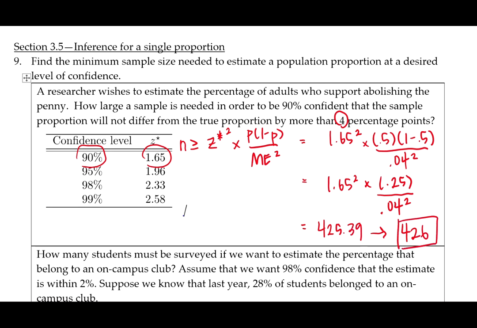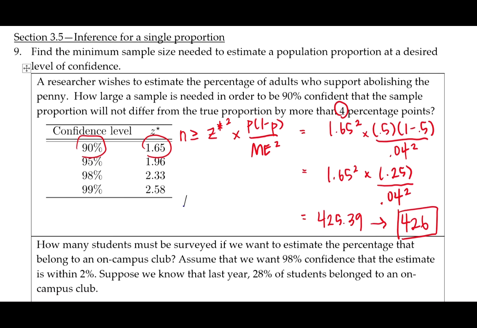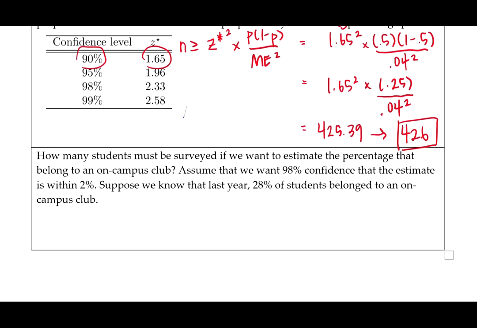Let's do another example. How many students must be surveyed if we want to estimate the percentage that belong to an on-campus club? Assume that we want 98% confidence that the estimate is within 2%. Suppose we know that last year, 28% of students belonged to an on-campus club. All right, so I'm going to use my same formula, and I know that n has to be greater than or equal to.